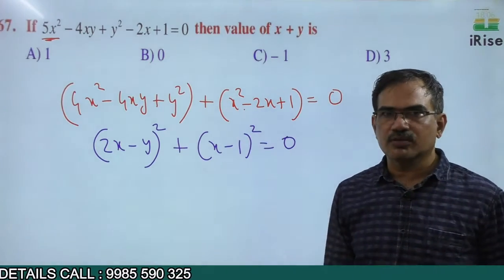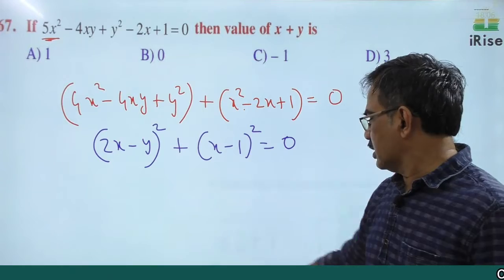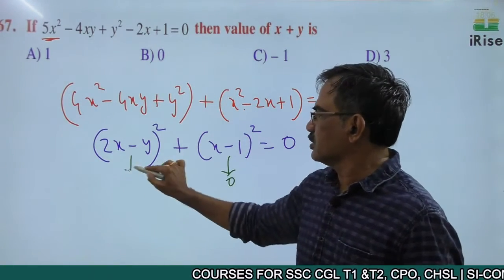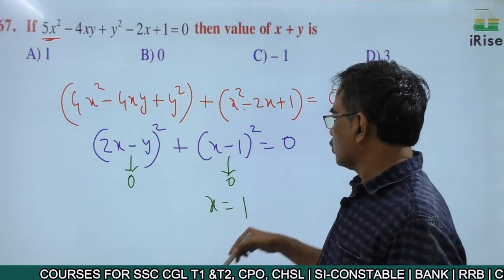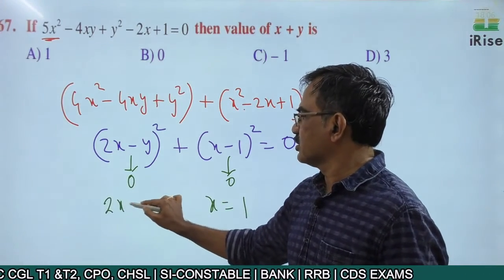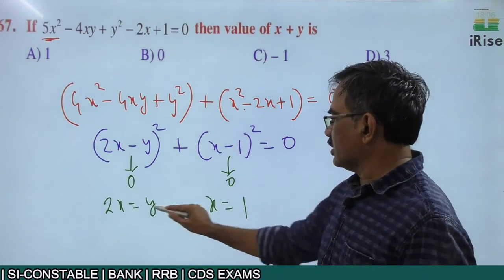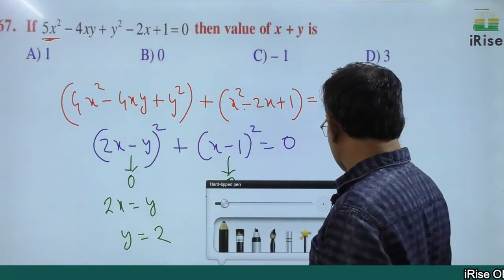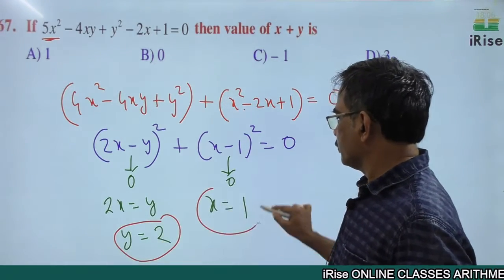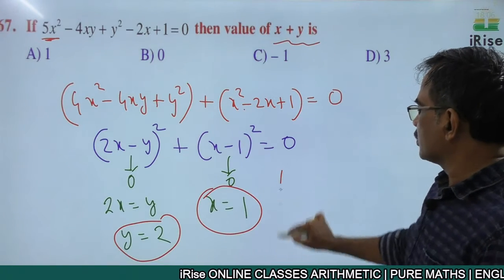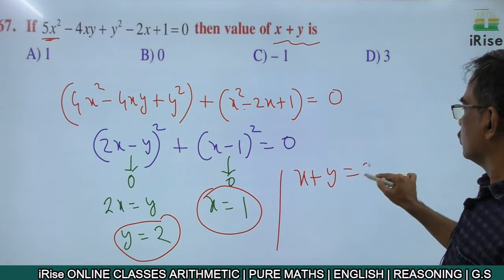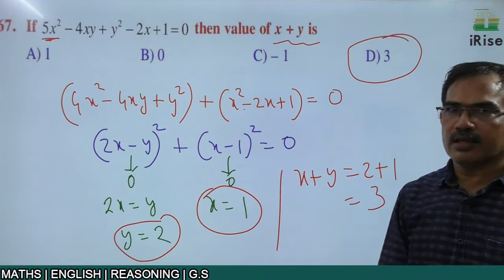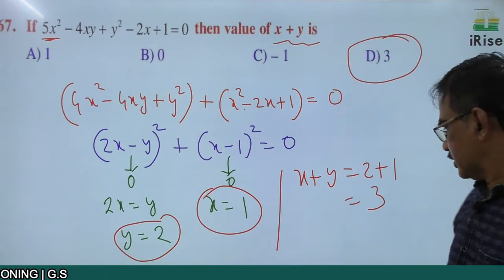Sum of the squares of the terms is 0. So each term is equal to 0. So x is equal to 1 and 2x is equal to y. Put x is equal to 1 in this, therefore y is equal to 2. Then what is the value of x plus y? x plus y is equal to 2 plus 1, so the answer is 3. The answer is 3. Next question.